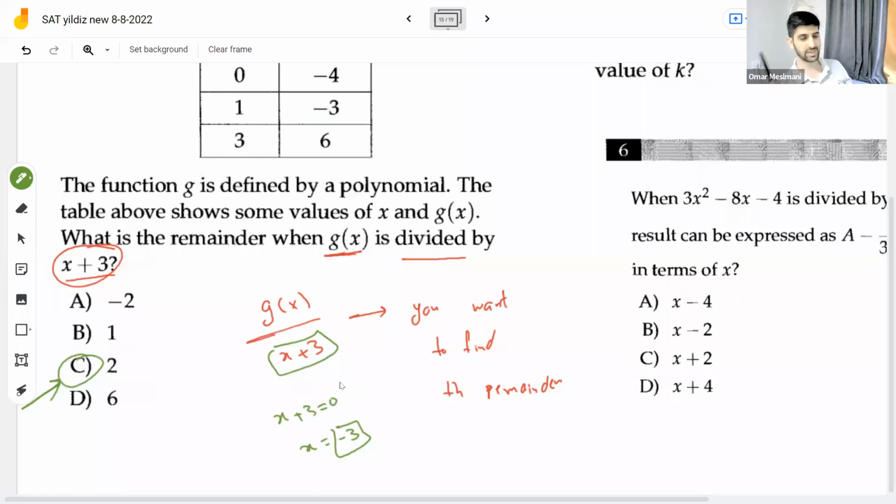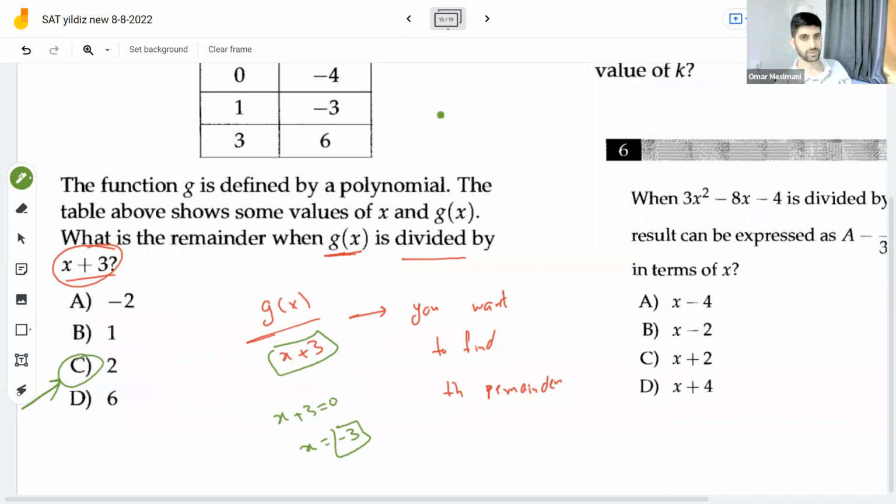After understanding this, I guess this is easy. Is it easy? Yeah. I didn't understand.